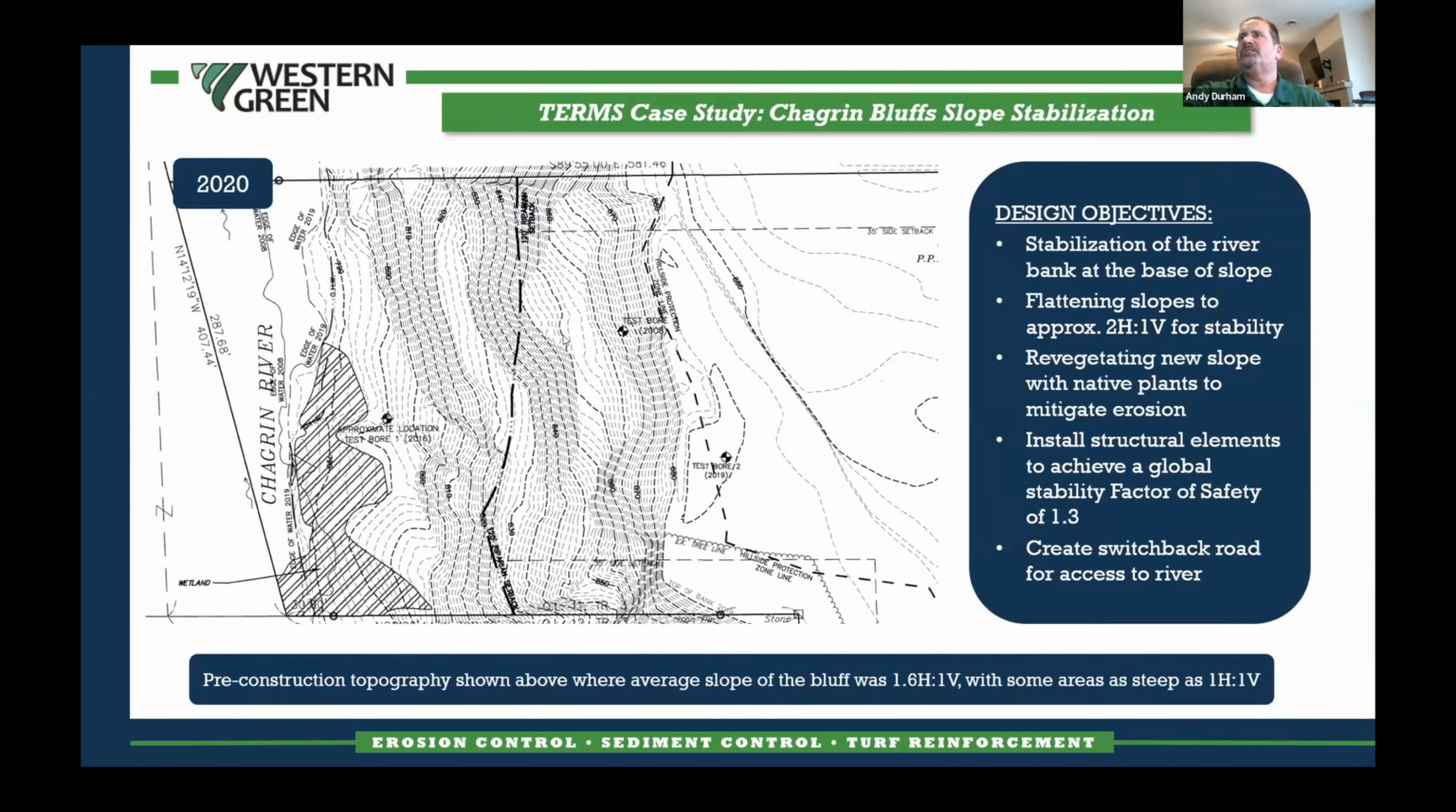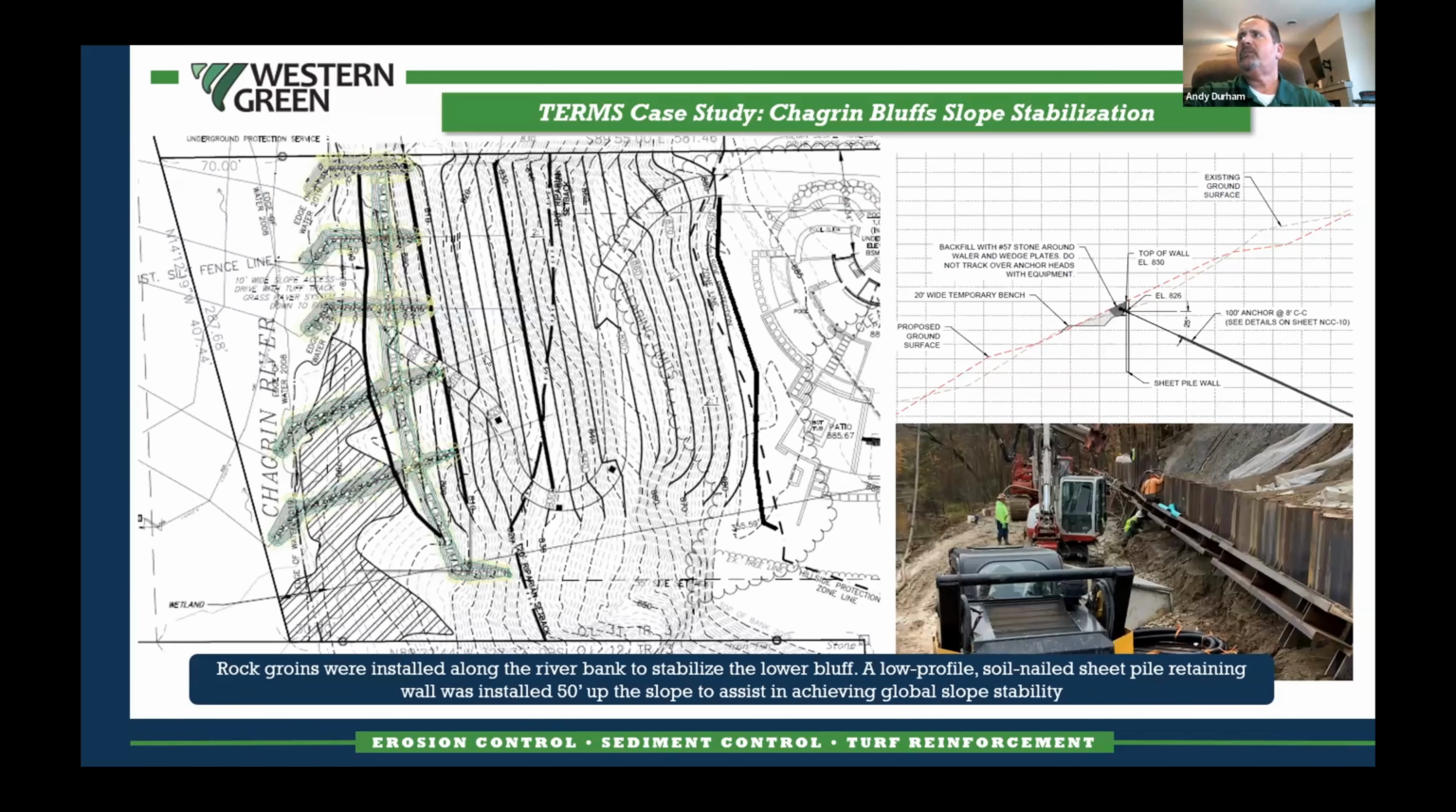Their goal, the designer's goal, and that included the geotechnical engineer, was to do some stabilization at the base of the river. They wanted to flatten this slope from a 1-to-1 / 1.5-to-1 to a 2-to-1. They wanted to revegetate that, and they wanted to get some kind of structural element down at the bottom to provide some global stability so they could address the superficial stability going up to the rest of the property. So this was the proposed design, and you can see they developed some rock groins down at the bottom to stop that river from scouring.